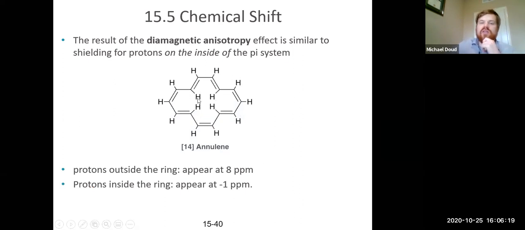Now it can occur on the inside. This is kind of a rare example of this. This is not something that's going to come up here. This is aniline. It's another aromatic system. If you have protons that are inside the ring here, they're actually going to be shielded on the inside of the pi system, and they're actually going to show up at around -1 parts per million. So it's kind of rare, but you do see negatives in this case here.